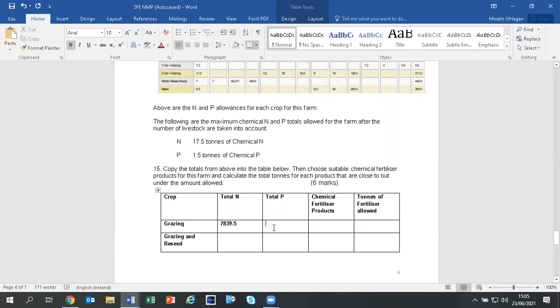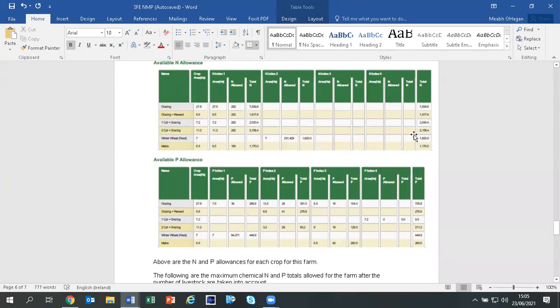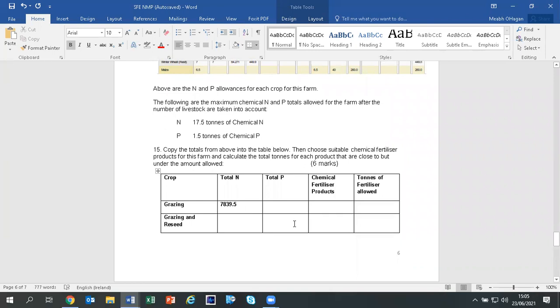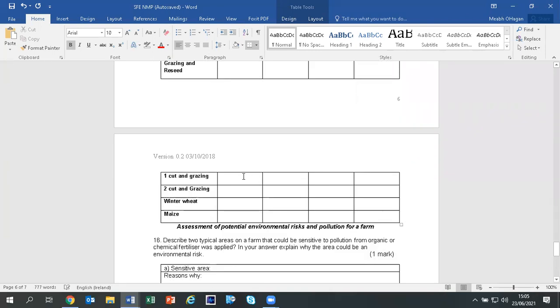I would recommend you then go on to the next one, grazing and reseed. Come up, have a look at our figures and pop those figures in here for total nitrogen and total phosphorus for grazing and reseed, and do that the whole way down. Just complete those first 2 boxes for each of those.